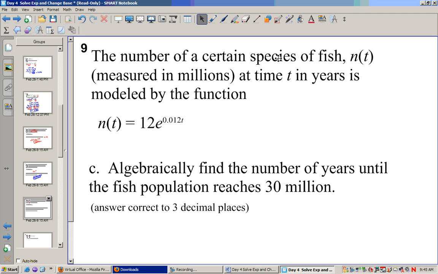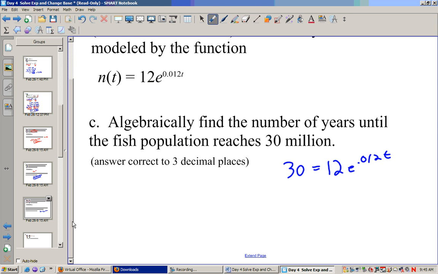The number of certain fish are measured in millions, modeled by that equation. Algebraically find the number of years until the fish population reaches 30 million. Now we'd say 30 is equal to 12 e to the 0.012 t. So the first thing we do is divide by 12. So 30 divided by 12 is equal to 2.5, is equal to e to the 0.012 t.